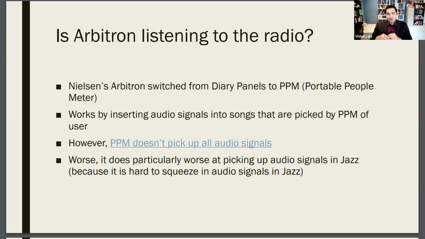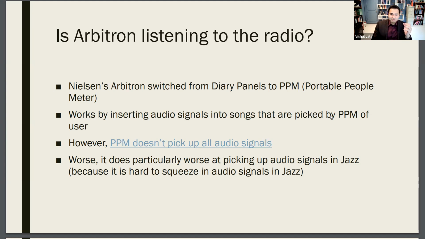After Nielsen bought out Arbitron, they decided to switch from a diary panel to a portable people meter. This is a cool little device, which if you're familiar with the app Shazam, it's going to Shazam songs. So it's going to pick up the audio signals and songs, and based on the audio signals, it'll figure out not just the song, it'll pick up the song, the type of song, and so on.